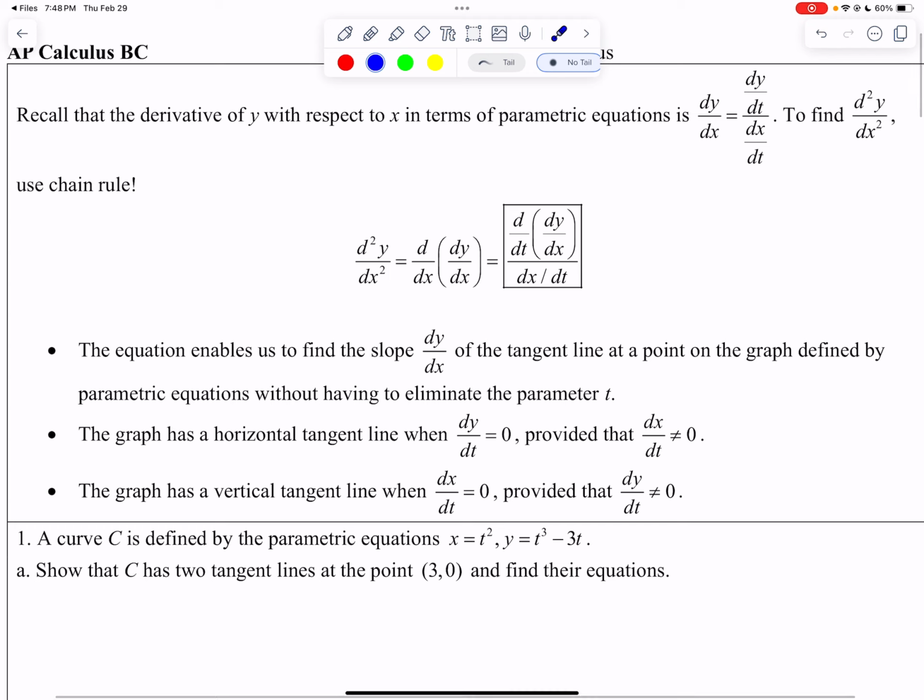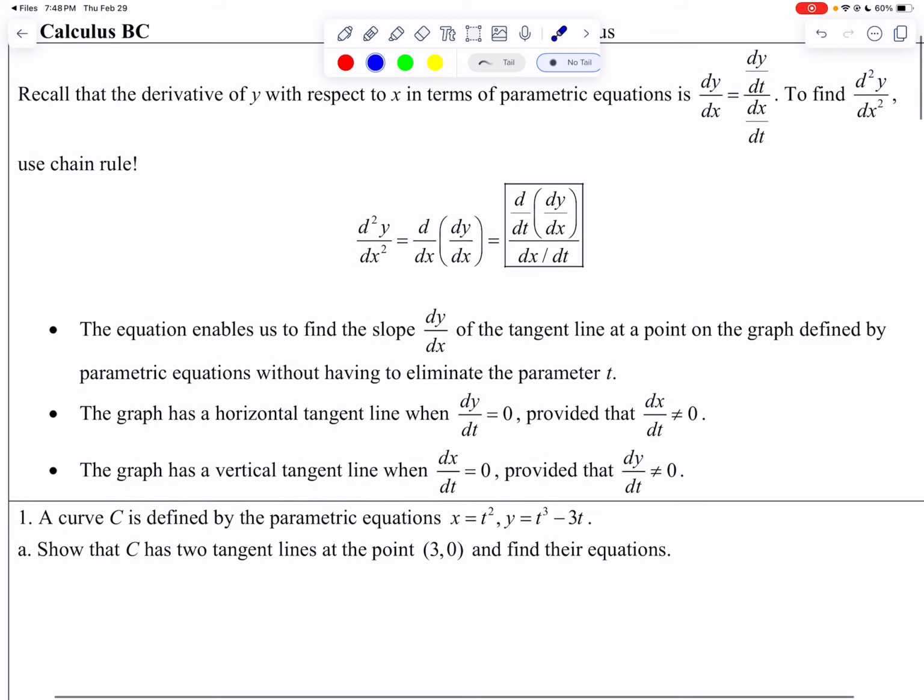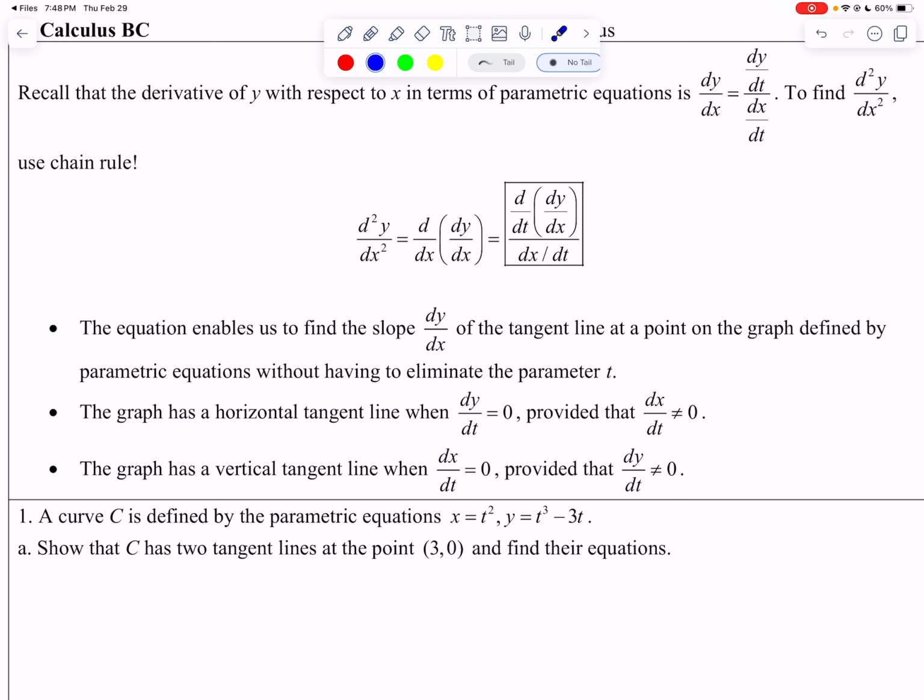All right, this equation enables us to find the slope dy/dx of the tangent line at a point on the graph defined by parametric equations without having to eliminate the parameter t. The graph has a horizontal tangent line when dy/dt is equal to 0, provided that dx/dt is not equal to 0, and then the graph has a vertical tangent line when dx/dt is equal to 0, provided that dy/dt is not equal to 0.